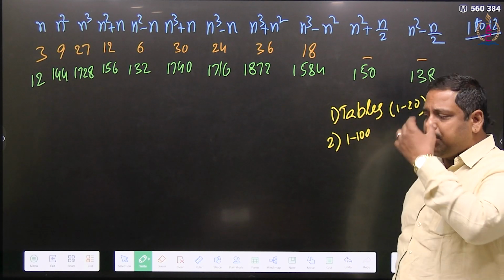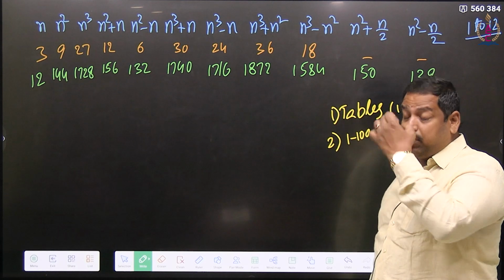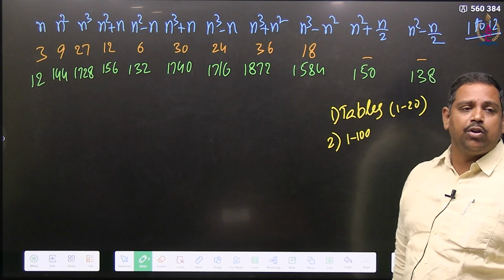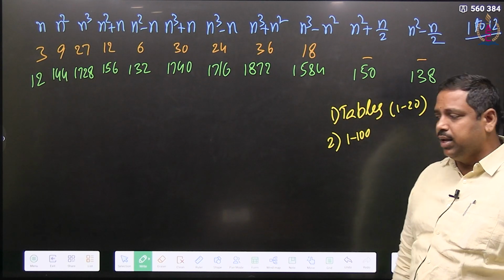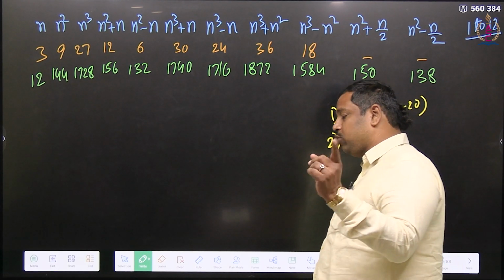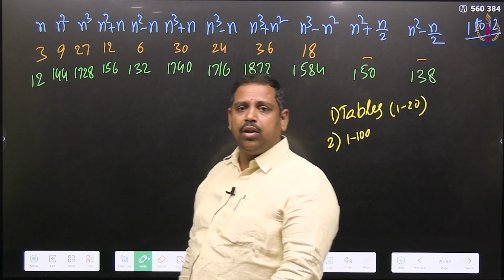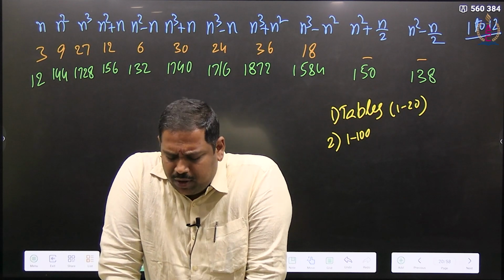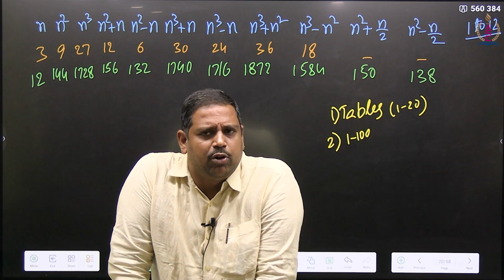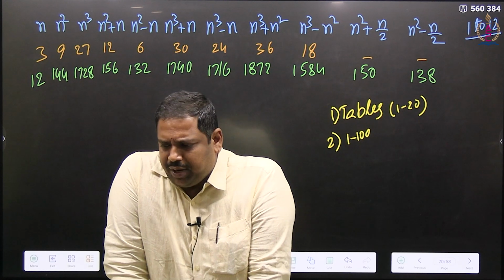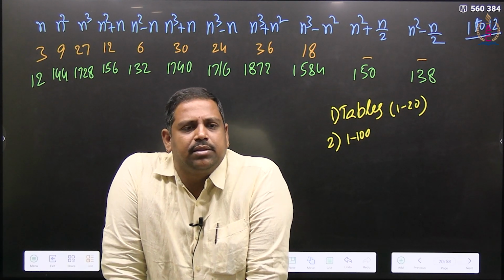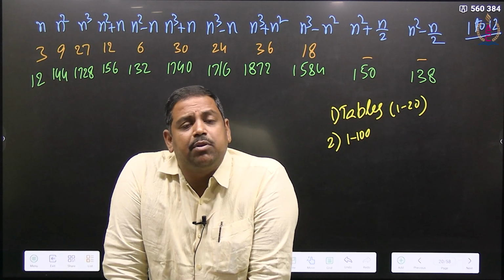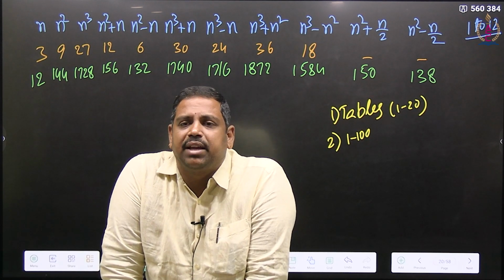Similarly 3 power 1 to 3 power 6, 4 power 1 to 4 power 6, 5 power 1 to 5 power 6, 6 power 1 to 6 power 4, you have to memorize powers. So for 2, 2 power 1 to 2 power 12. For 3, 3 power 1 to 3 power 6. 4 power 1 to 4 power 6 is nothing but 2 power 1 to 2 power 12 only. Next, for 5, 5 power 1 to 5 power 6. For 6, 6 power 1 to 6 power 4. If possible, 6 power 6, because in number series up to 6 power 6 will be given.